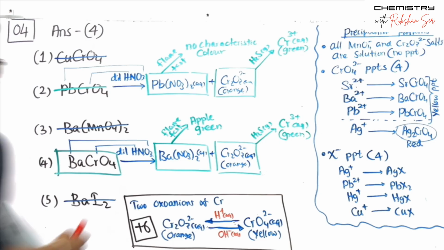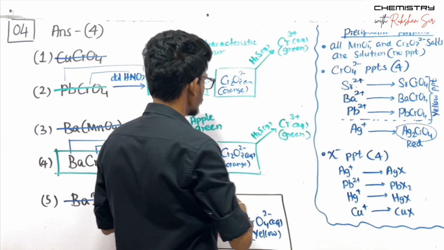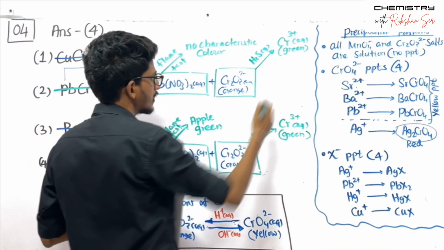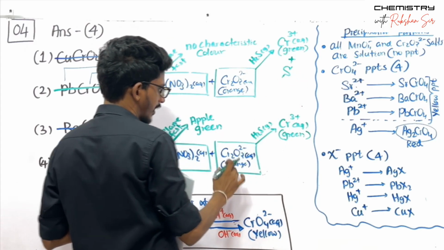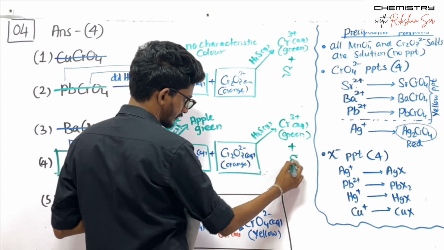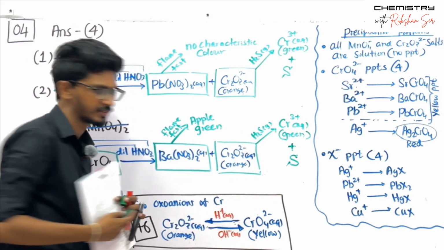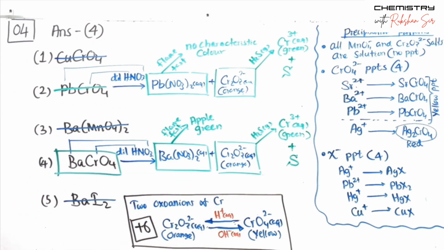So here what happens is, when dichromate reduces to Cr3+, H2S oxidizes to sulfur, right? So sulfur is the product there.